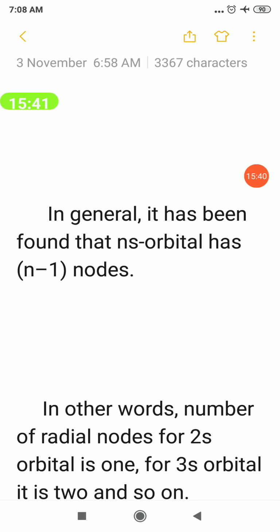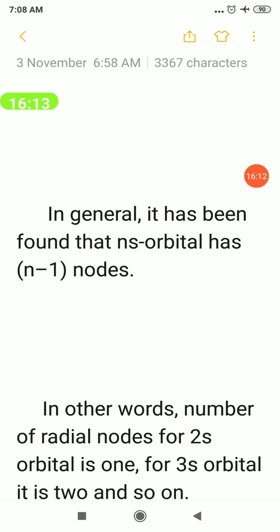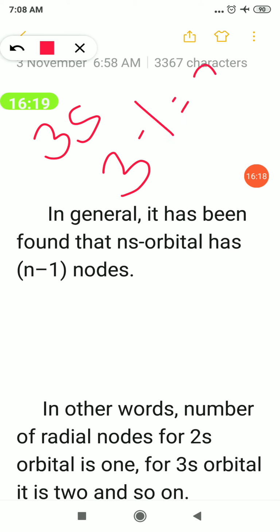We can easily find out using n minus 1, where n is the principal quantum number. If you take the 1s orbital, the n value is equal to 1. So 1 minus 1 is equal to 0, which means for the 1s orbital there is no radial node. If we take the 2s orbital, the n value is equal to 2, so 2 minus 1 is equal to 1, which means the 2s orbital will have 1 node. If we take the 3s orbital, n value is 3, so 3 minus 1 is equal to 2. For the 3s orbital, the number of radial nodes will be 2.